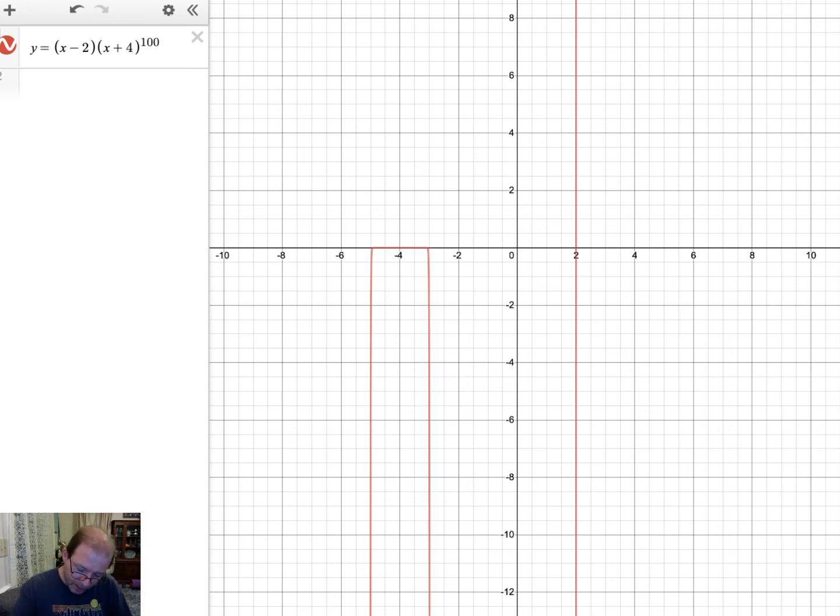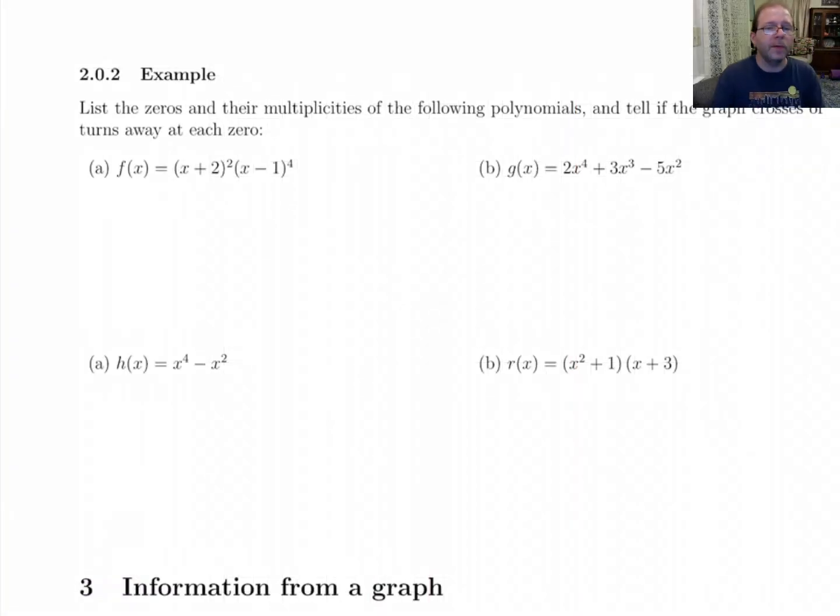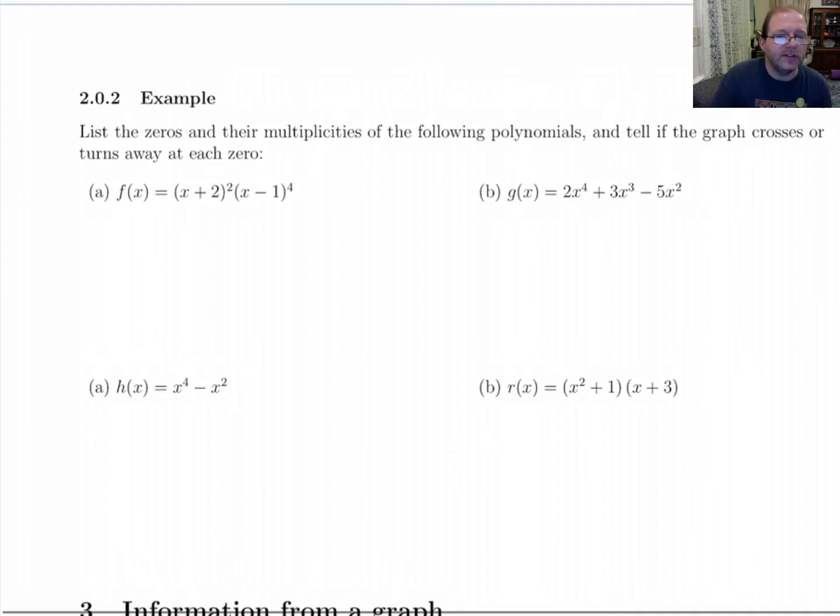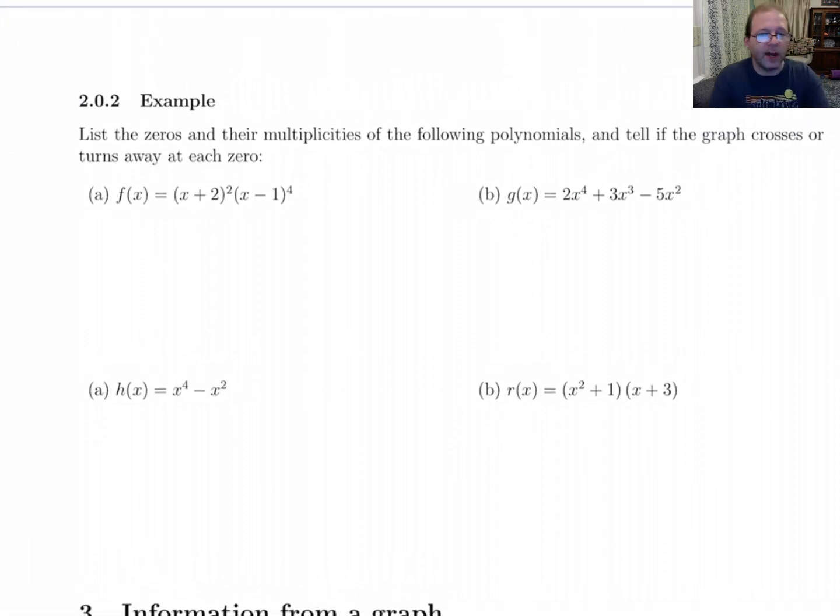All right, I've got 4 examples here. Let me actually put those on screen for you. This right here says: list the zeros and their multiplicities of the following polynomials and tell if their graph crosses or touches and turns away at each 0. I've got 4 examples here, and the level of difficulty of them varies. The first one is the easiest of the four.